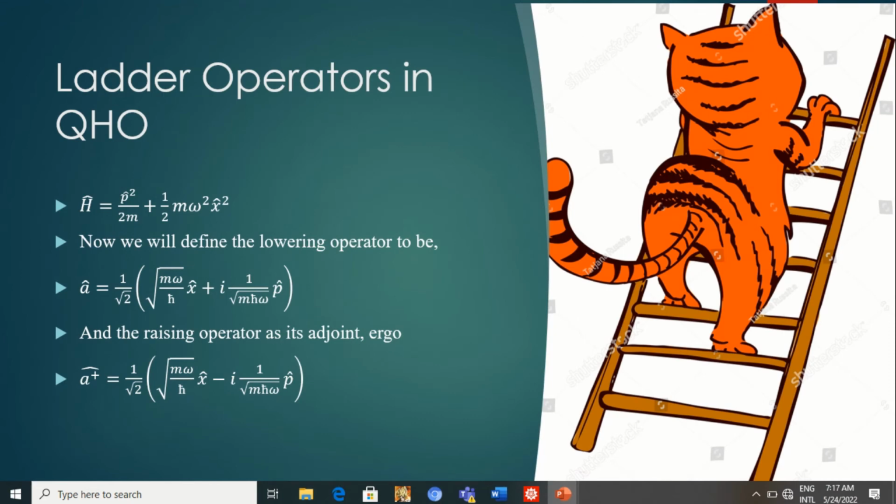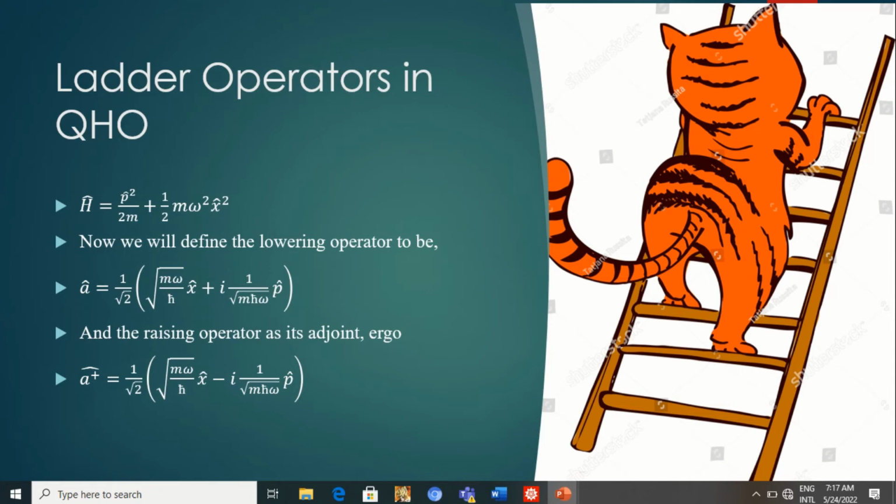You guessed it right, because I gave you guys a spoiler. I will use the ladder operators in the quantum harmonic oscillator. We know that the Hamiltonian for this quantum harmonic oscillator is p squared over 2m plus 1/2 m omega squared x squared. Now we will define the lowering operator to be a equals 1 over root 2 into root of m omega over h-bar into the x operator plus i into 1 over root of m h-bar omega into the momentum operator. And the raising operator is its adjoint.